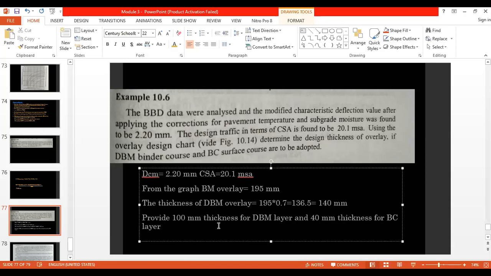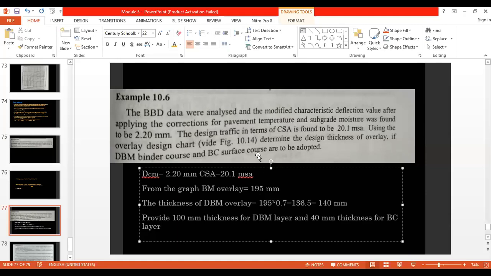In your flexible pavement design also, in your internal you have solved one problem, where you provide 50 mm thickness for the base course, right? Just like that, you provide 40 mm thickness for the base course and the remaining thickness for the DBM layer. Whatever answer you obtain from the graph, just convert it into an equivalency factor, that is, multiply with 0.7, and you will get the answer.